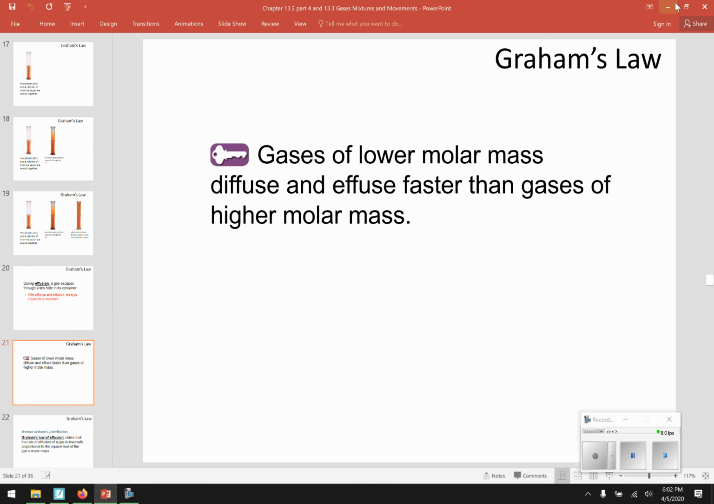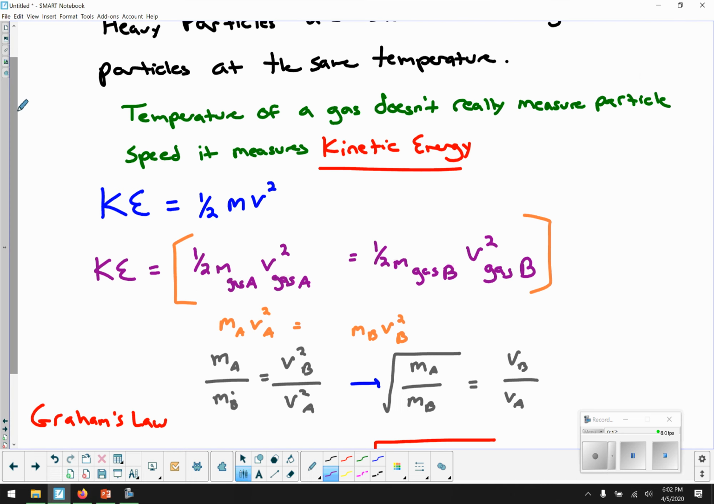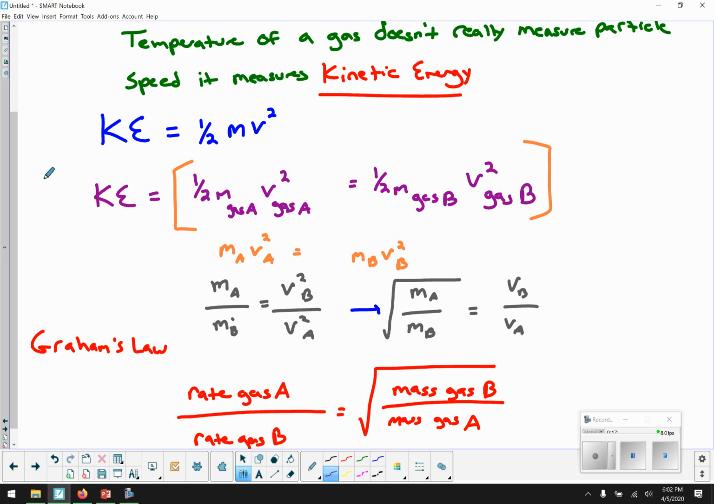So gases of a lower molar mass diffuse and effuse faster than gases of a higher molar mass. In other words, small things go fast and big or heavy things go slow because they have the same kinetic energy at the same temperature. So the mathematical relation comes back to KE equals 1/2 mv squared. Kinetic energy equals 1/2 mass times velocity squared for a given object.